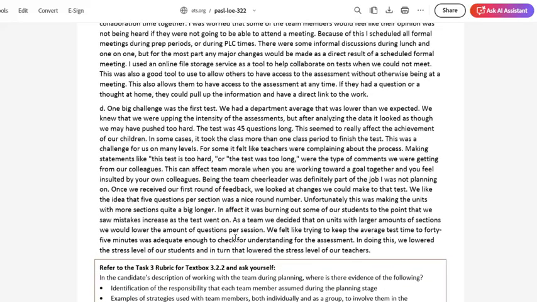The biggest challenge was the first test. We had a department average that was lower. We knew, blah, blah, blah. The test was 45 minutes long. And so this affected their goals. It's going to make them have to be longer. We decided the units were larger amounts of sections. So they talk about the biggest challenge to how they set their goals was here. So she took it a little bit differently.